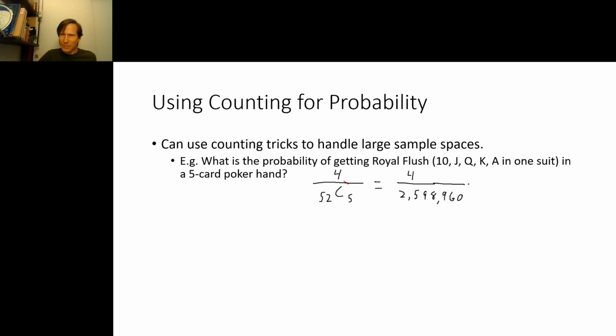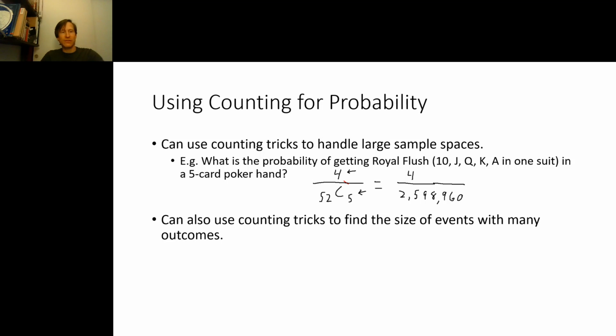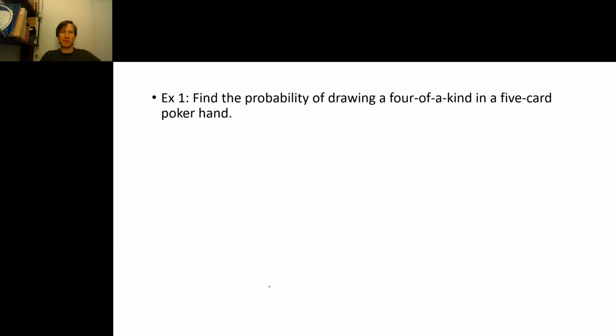Okay. So you can see that as long as we can use all of our counting tricks to figure out the size of the event we want and the size of the sample space, calculating pretty complicated probabilities isn't actually that bad. It's less common, but sometimes we'll need to use our counting tricks to find the size of the events that we're looking for, not just the sample space.